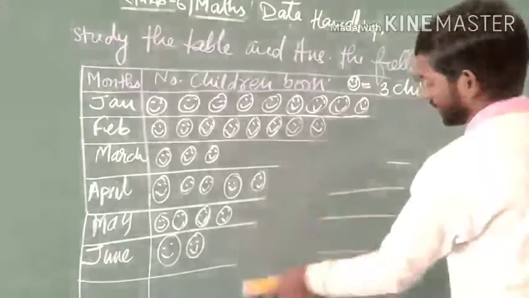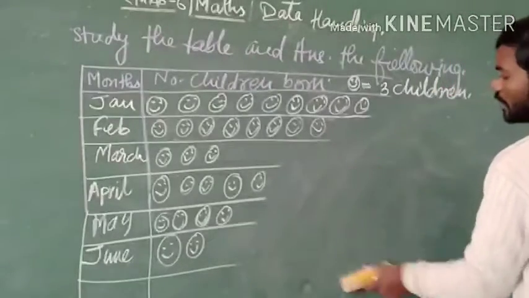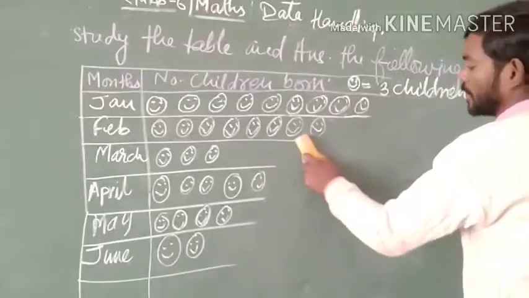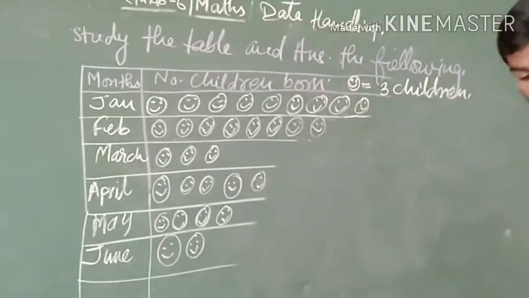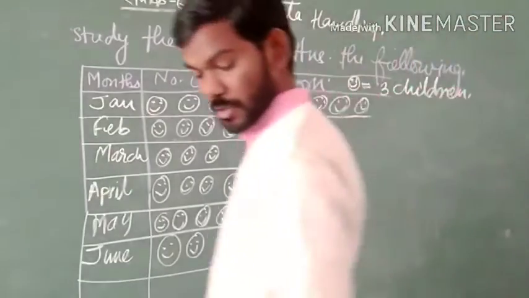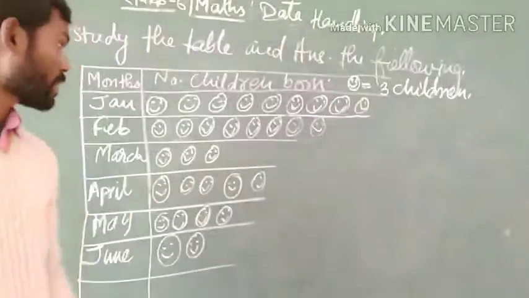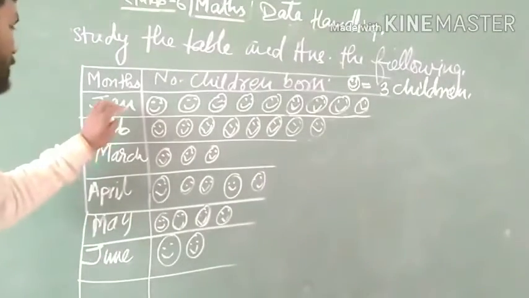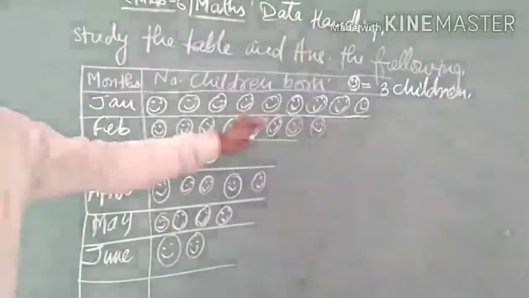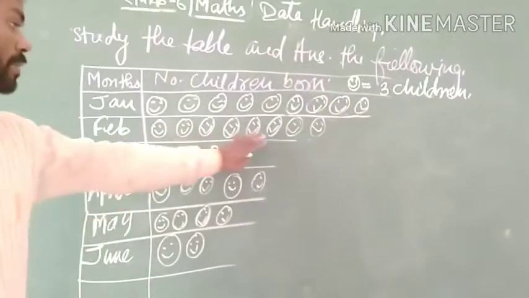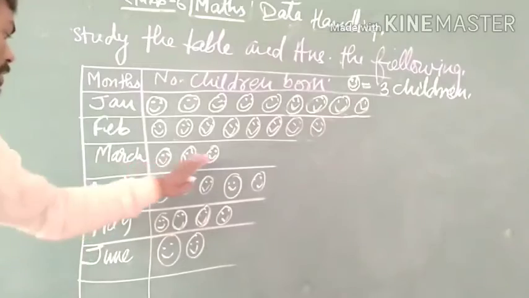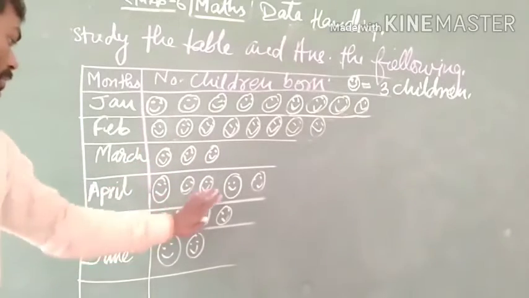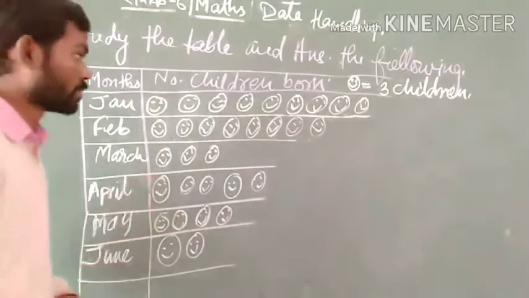I am using this Excel sheet because we need some more space to solve the questions. Now here in the figure we have, in January there are 9 Ismaili, in February there are 8 Ismaili, in March there are 3, then 5, 4 and 2.